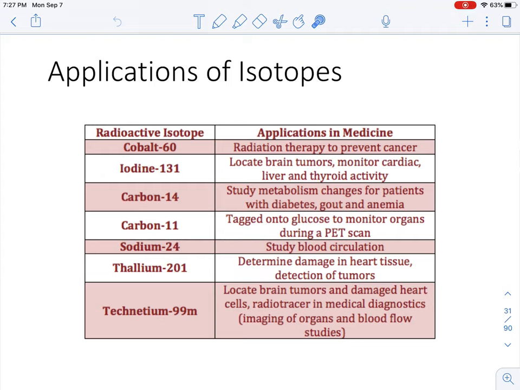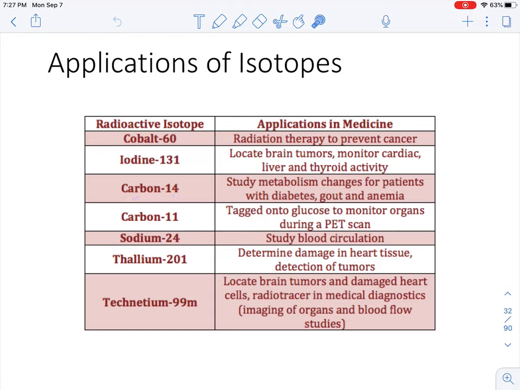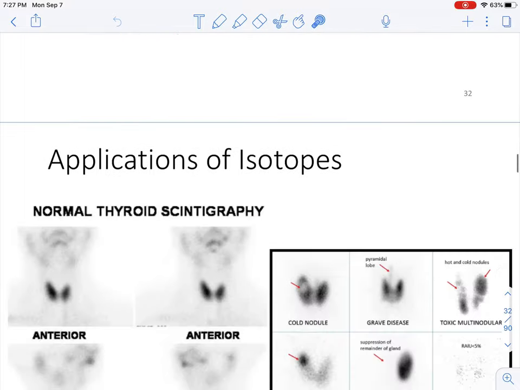Okay. So very quickly here, there are a lot of applications for isotopes in both industry and in medicine. For example, an isotope of cobalt, cobalt-60, is used as a source of radiation therapy to treat cancer. Iodine-131, an isotope of iodine, enables us to locate brain tumors and monitor cardiac, liver, and thyroid activity. With carbon-14, we can study the metabolism of patients with diabetes, gout, and anemia, and the list goes on. So there are a lot of medical applications of isotopes.